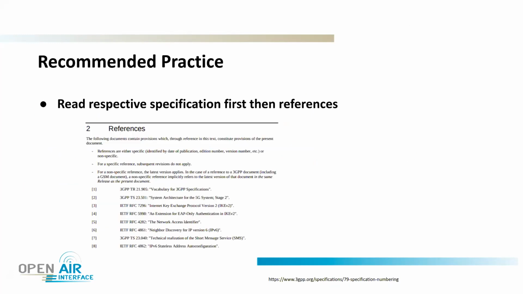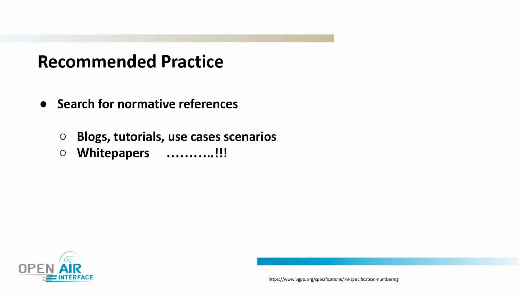Another practice could be to read the respective specification first, then go for the references, because the references are interlinked and it will cause confusion. So to avoid confusion, we can have a global overview of the specification that you want to implement. Then we can see the respective references, so it will avoid confusion.